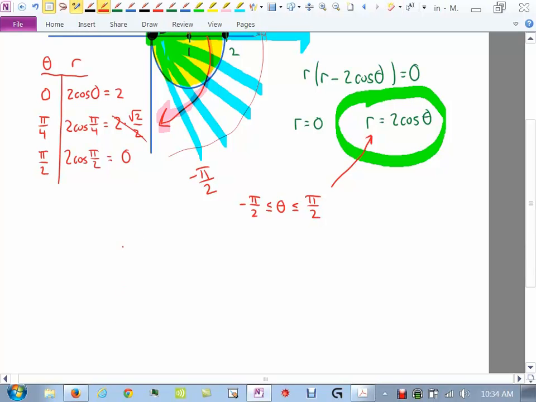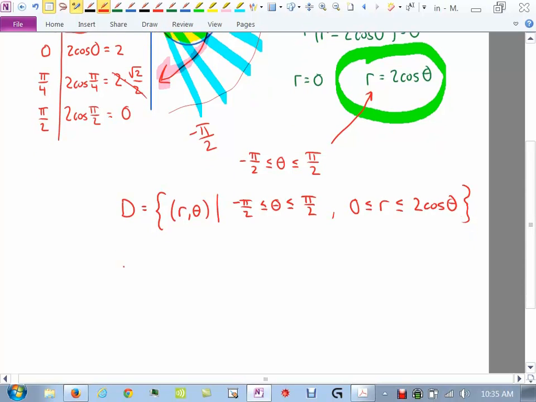So that means that my region D can be defined as all the polar points r theta such that negative pi over 2 is less than or equal to theta is less than or equal to pi over 2. And then my radius is going to be between 0 and 2 cosine theta. So my radius is a function of theta. Now I can set up my double integral. I'm going to go from negative pi over 2 to pi over 2, and then from 0 to 2 cosine theta.